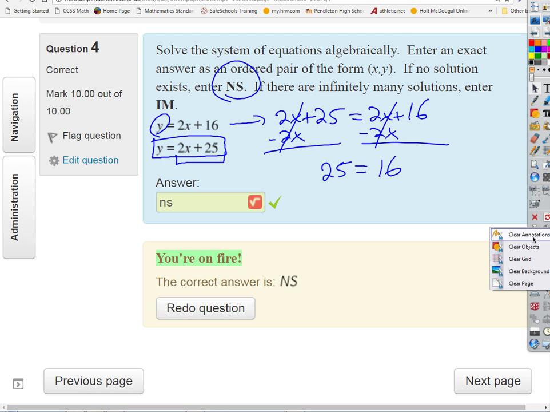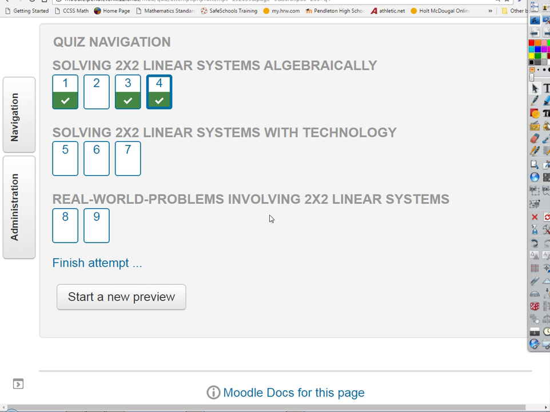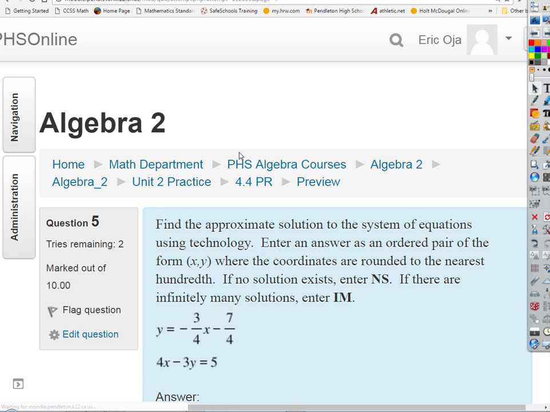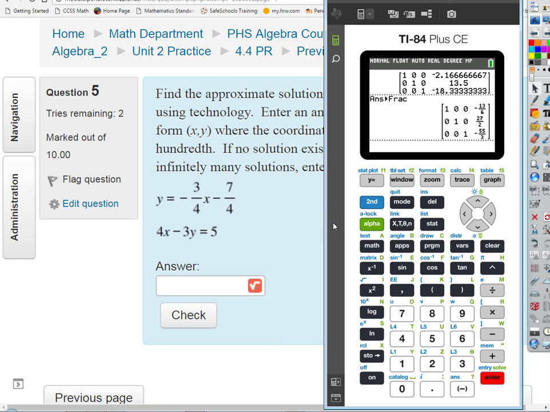Okay. So that's all review. You've done that a million times in Algebra 1 and quite a bit last year in geometry. But this is new. I'm going to show you a trick for an easy way to solve linear systems using your graphing calculator. Okay, so here's what this looks like.